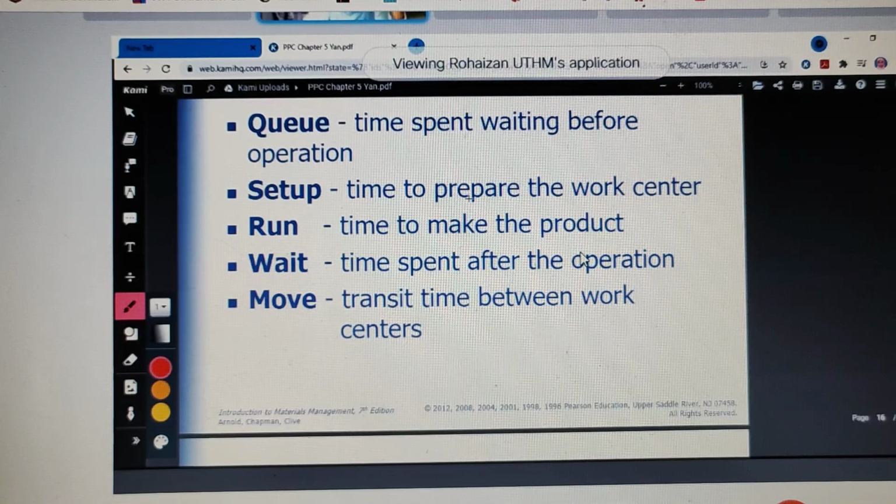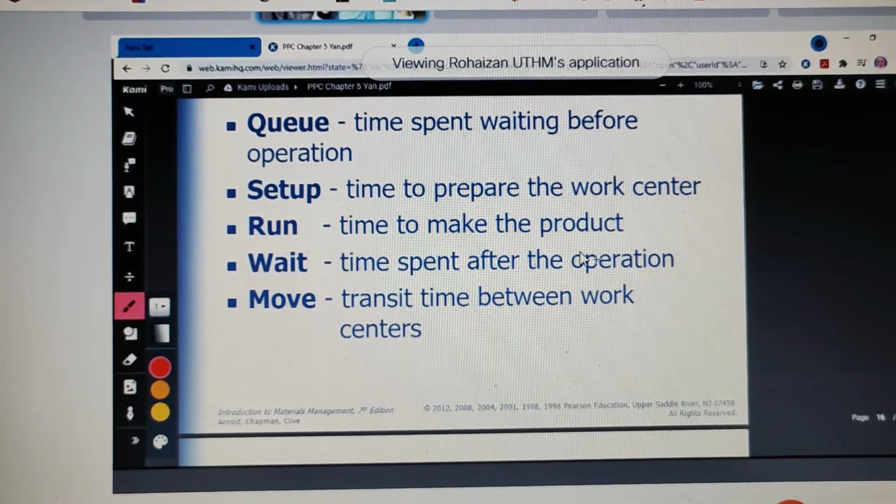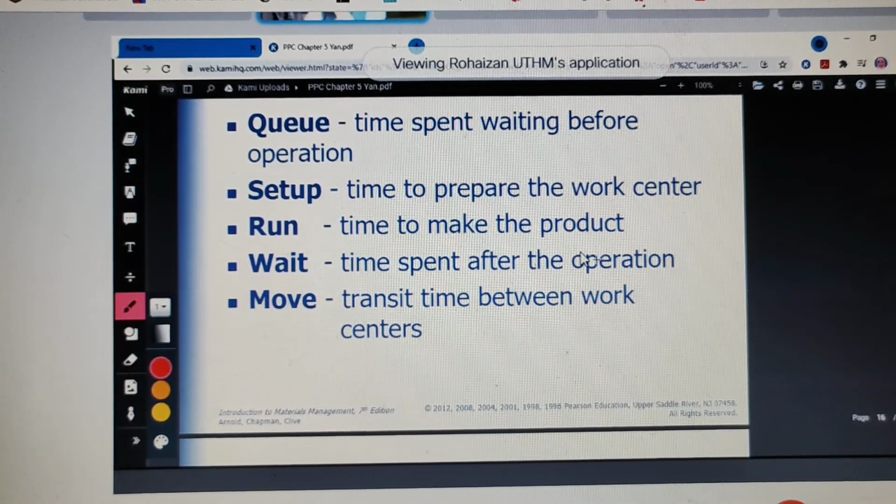Setup, we know, is the time to prepare; run is the time to make the product; wait is the time spent after the operation. Okay, let's say after work center 12, we need to go to work center 13. What if the work in progress in work center 13 is still being processed? So the current product needs to wait. That is the wait time spent after the operation, and move is the transit time between work centers.